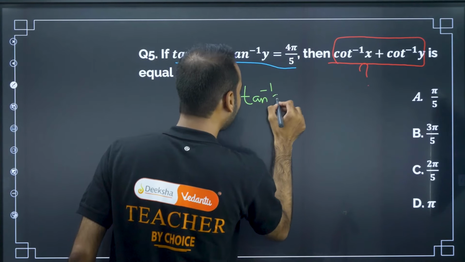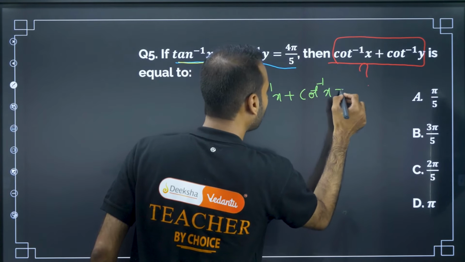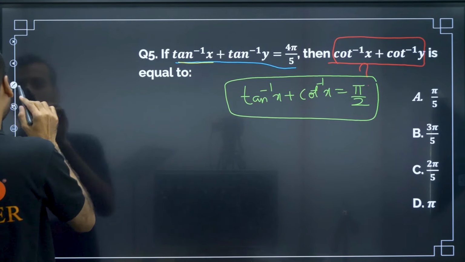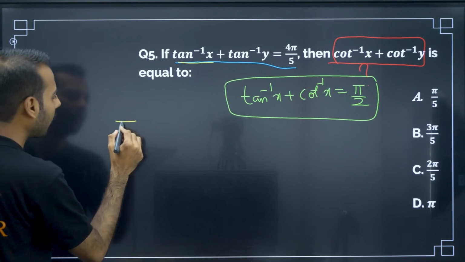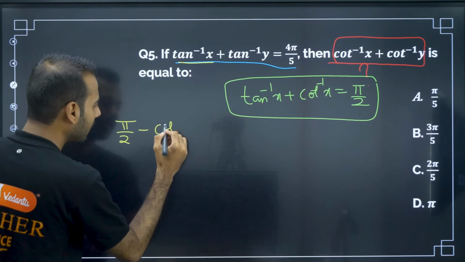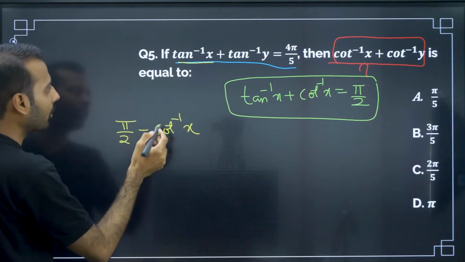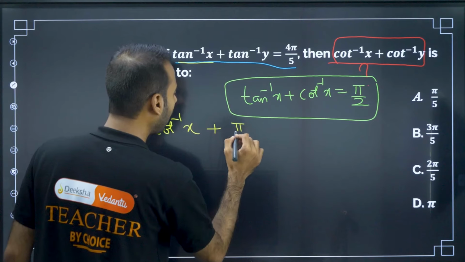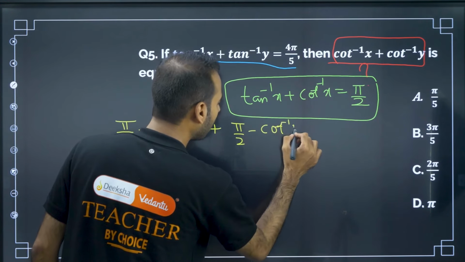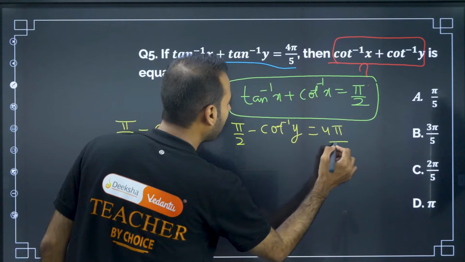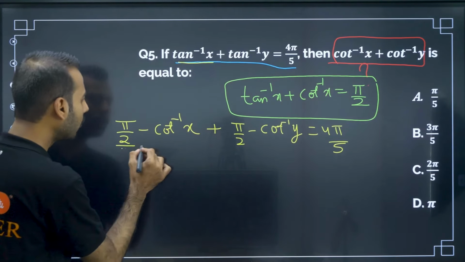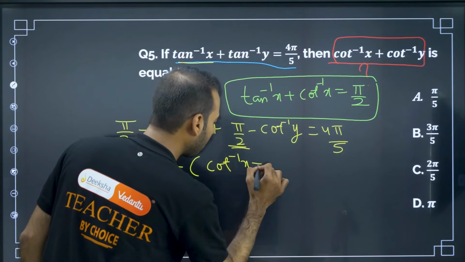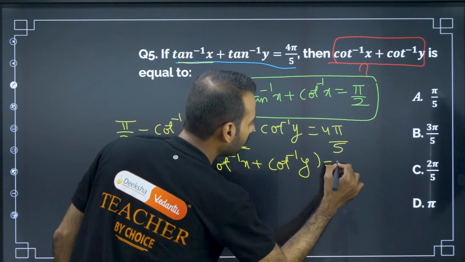Tan inverse x plus cot inverse x is pi by 2. This is one identity in inverse trigonometry. Now in place of tan inverse x, I will write pi by 2 minus cot inverse x. I am doing this substitution. Next, in place of tan inverse y, I will write pi by 2 minus cot inverse y. Its value is given as 4 pi by 5. If I add pi by 2 and pi by 2, I will get pi minus cot inverse x plus cot inverse y is equal to 4 pi by 5.